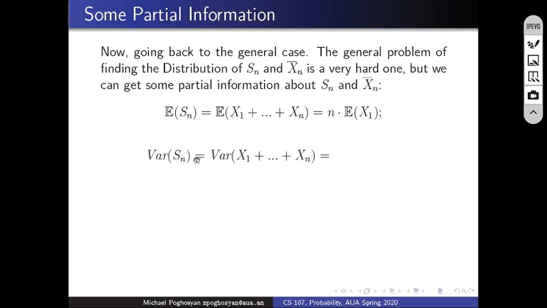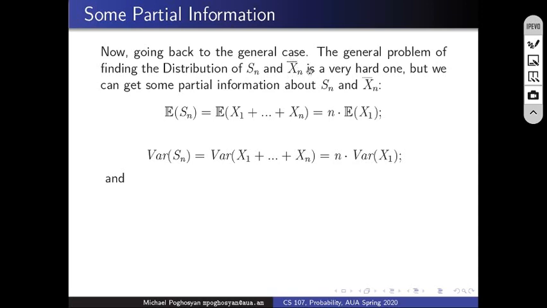And we can, of course, calculate the variance of Sn. The variance of Sn is the variance of this sum, and because they are independent, now I am using independence. No independence is necessary for the expected value, but independence is important here. I will have the sum of variances, and the variance of each is the variance of x1, so I will have n times the variance of x1. So I have this basic information about Sn.